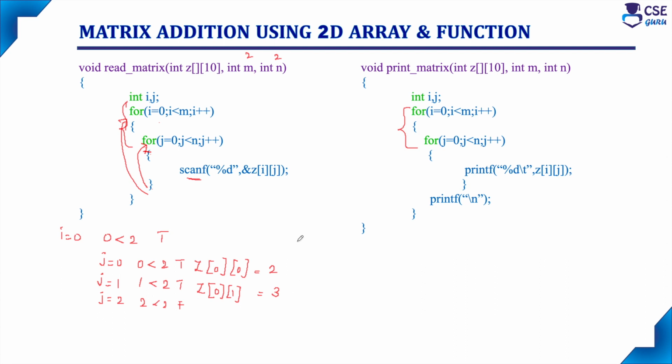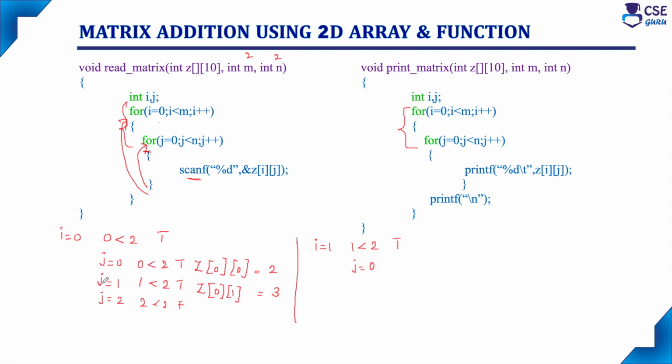So, outer for loop, now the i value gets incremented to 1. So i equal to 1. Check the condition: 1 less than 2. Condition is true. Then control goes to the inner for loop. Since the outer for loop condition is true, control goes to the inner for loop. Now the inner for loop value starts from j equal to 0.